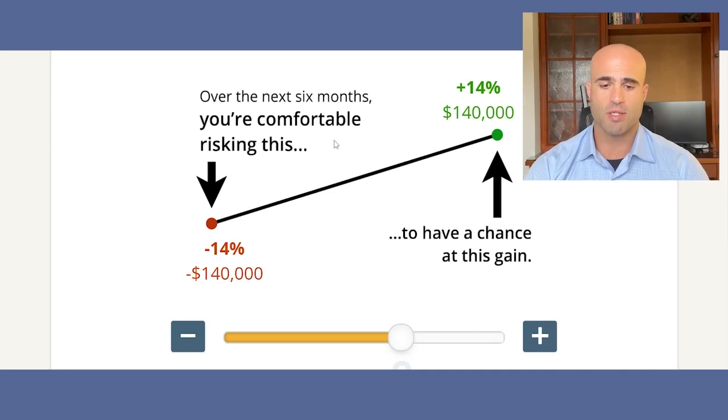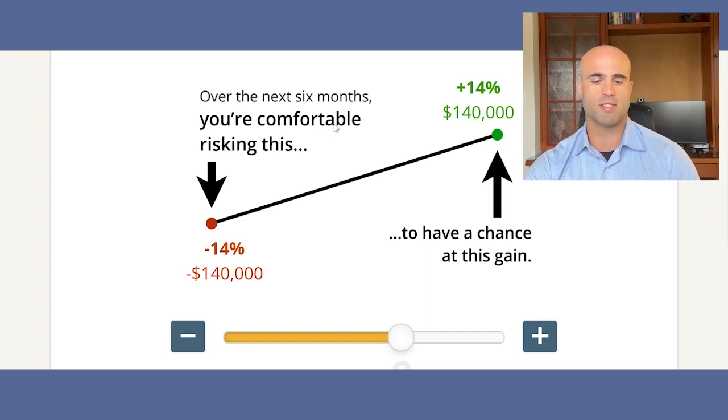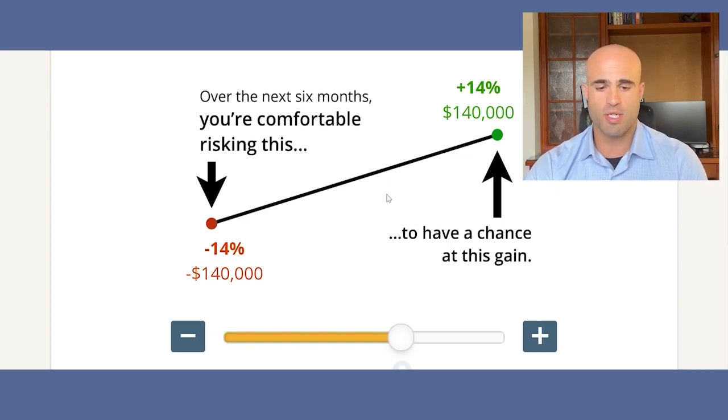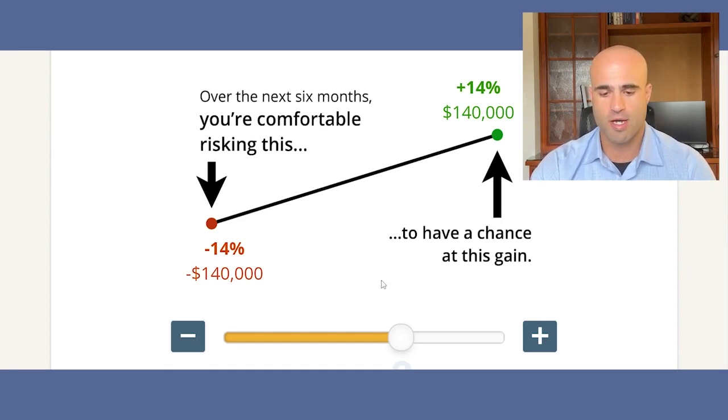So, getting into it here, we're going to use this software. And we're assuming here that this sample client has a $1 million portfolio. We're going to take you through a few questions, and I'm going to demonstrate this. So imagine we have a $1 million portfolio. I'm going to start off by saying, hey, John and Mary Sample, with your $1 million portfolio, how much risk are you comfortable taking over the next 6 months?